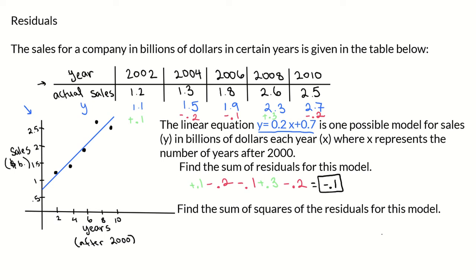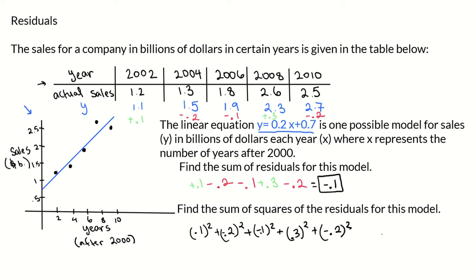An actual better predictor of how good this linear model is called the sum of squares of the residuals for this model. And with the sum of squares, we're going to take the same residuals from the sum of the residuals and we square each one and then add them together. So that would be 0.1 squared plus 0.2 squared plus negative 0.1 squared plus 0.3 squared plus negative 0.2 squared.